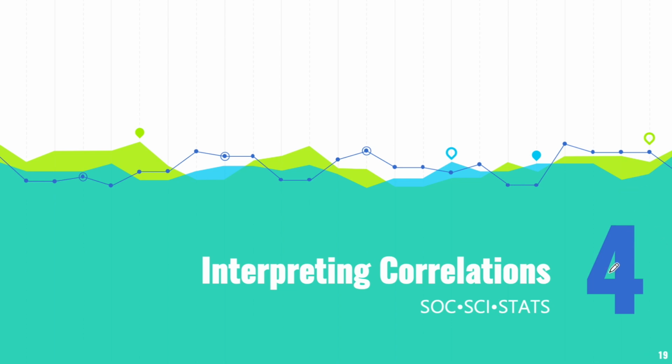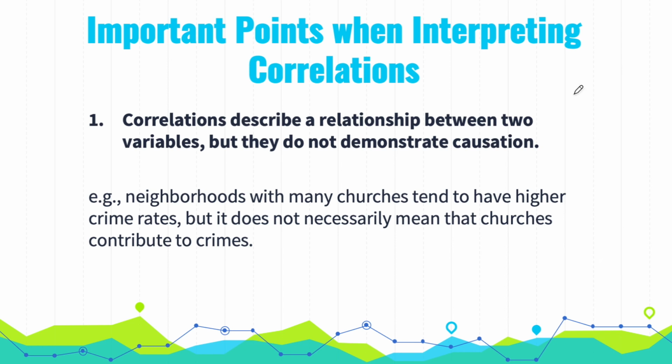Let's talk a little bit about interpreting correlations. The first important point, and I know I'm sounding like a broken record, is that correlations describe a relationship between two variables, but they do not demonstrate causation. So we can talk about correlation and we can talk about relationships, but we can't necessarily say that there's a causal relationship between two variables.